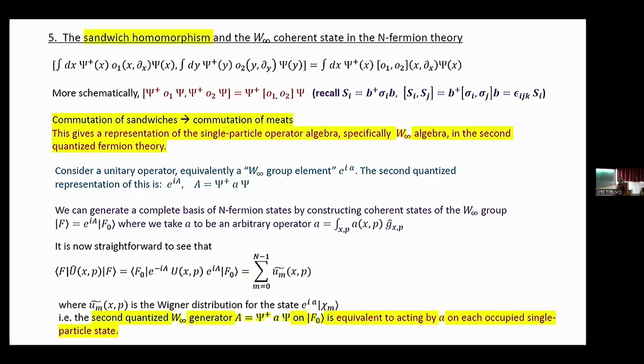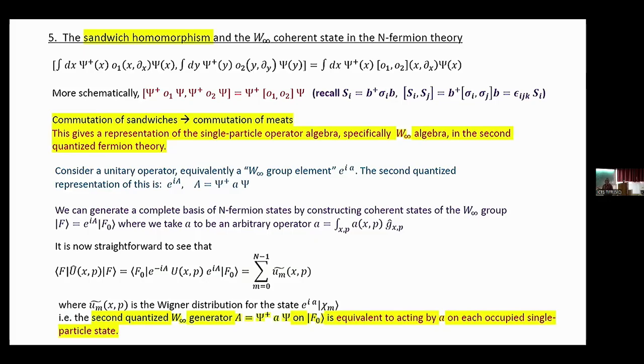This is what you should apply now on the ground state, which is the filled Fermi sea. F naught is my notation for the ground state. Sorry, this little a here is defined this way. Little a is the single particle operator, and of course it can be written as a linear combination of this complete basis of operators, the Heisenberg-Weyl operators.